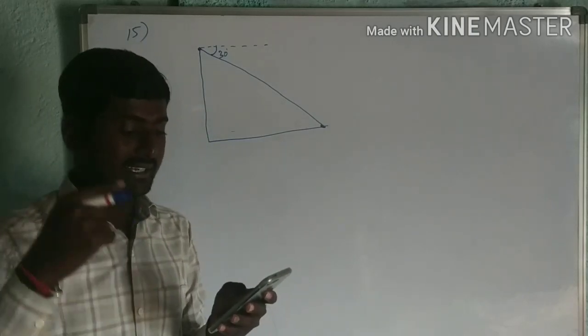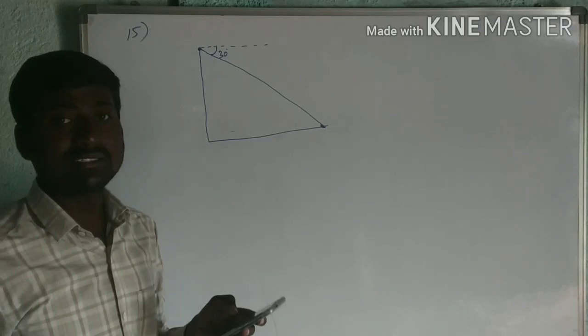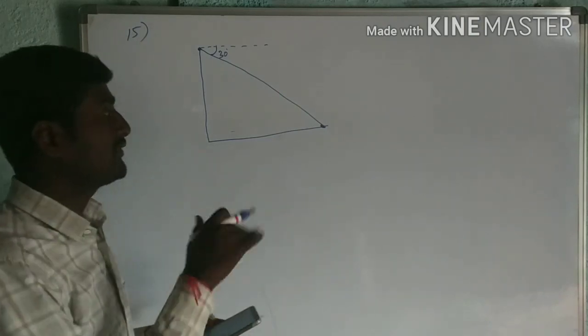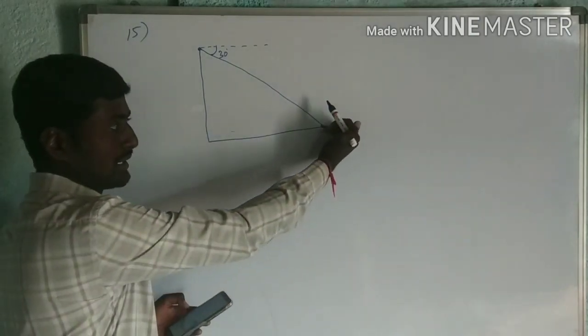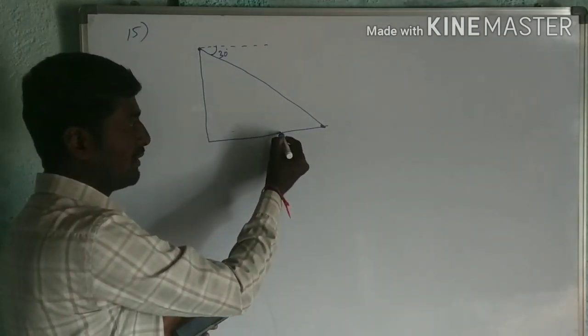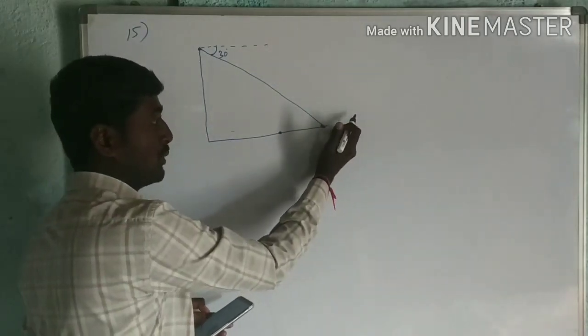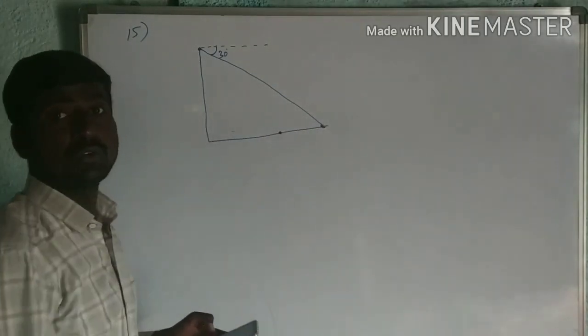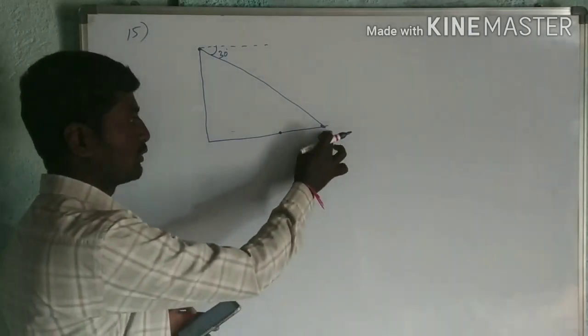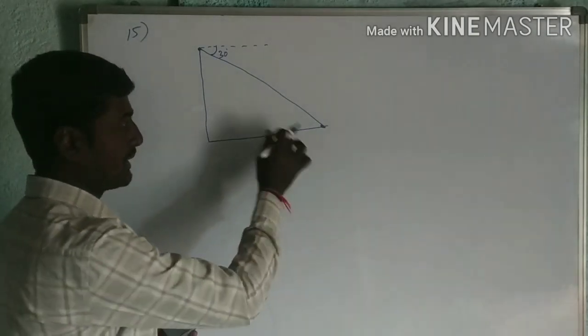Now 6 seconds later, the angle of depression of the car is found to be 60 degrees. After 6 seconds, moving with uniform speed, the car will be here. I cannot take this side because the car is moving towards the foot of the tower. The car should come in this direction. So after 6 seconds, the car will be here.